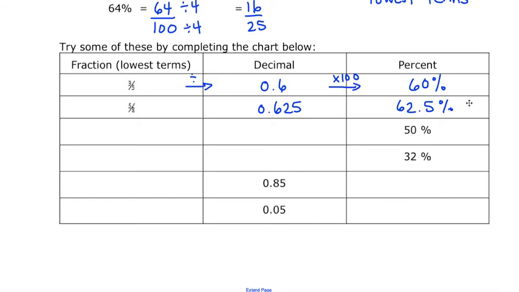Now we want to think about going from a percentage. So the next two examples deal with a percentage first. In order to go from a percent to a decimal number, we want to divide by 100. So 50% is the same as 0.5 or 0.50. Either one of those would be perfectly fine. And then how do we go from a decimal to a fraction? Well, this is where we have to think about place value.